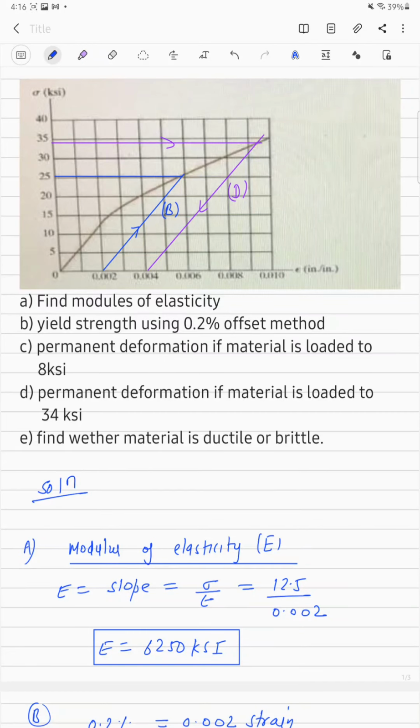Hello guys, today we will do a problem on strength of material. This is based on stress and strain diagram. So this is a very basic and very important question. It has 5 parts.